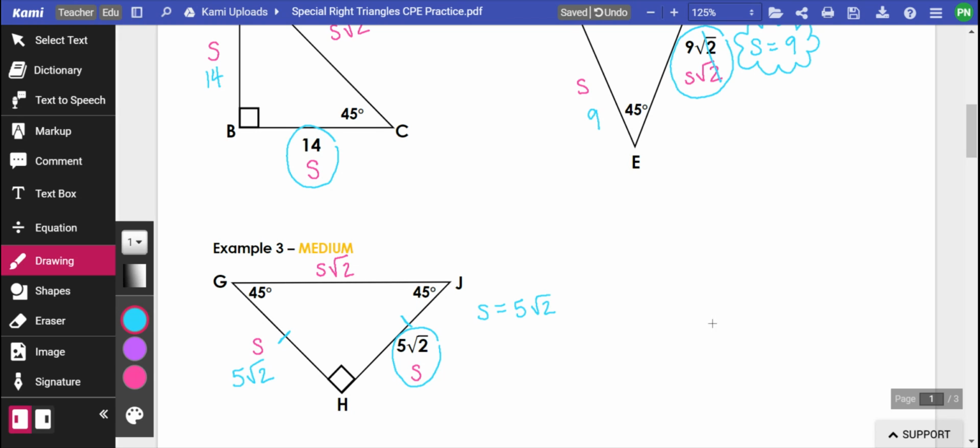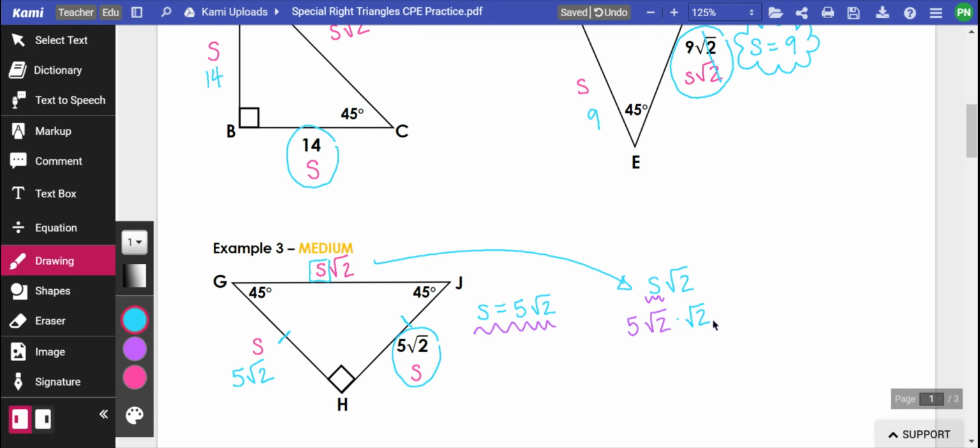And now this one here, segment GJ, that's going to be the one that's a little different because my s value, I'm going to do the work over here. So s radical 2, I know based off of this right here that s is 5 radical 2, but then we still want to multiply it by radical 2.